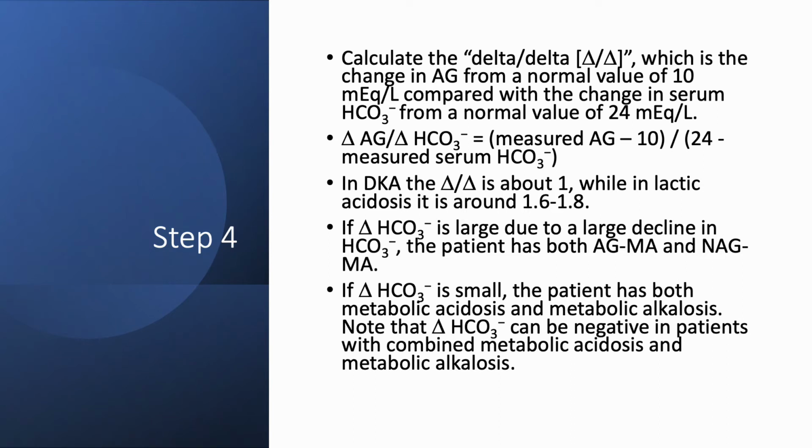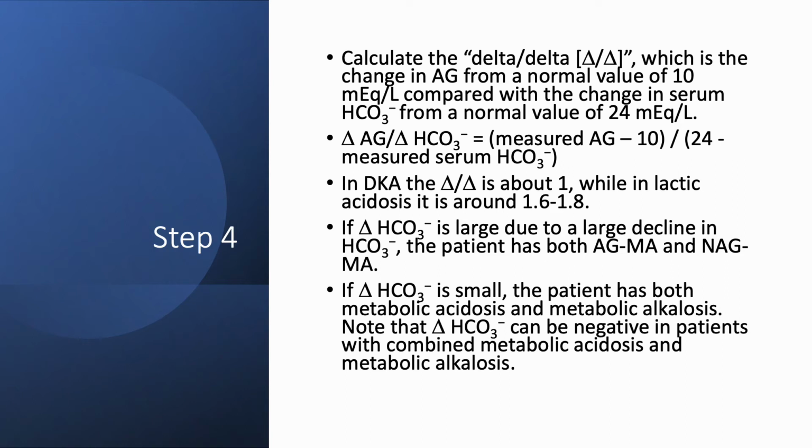Now, if we want to dig a little bit deeper into this concept, we should calculate what is called delta-delta, meaning when bicarbonate goes down by 1, approximately the anion gap will go up by 1. So there's this 1-to-1 relationship. If we consider a normal anion gap of 10 and a normal bicarb of 24, the delta-delta is the measured anion gap minus 10 divided by 24 minus the measured serum bicarbonate. In diabetic ketoacidosis, this ratio is 1. In lactic acidosis, about 1.6 to 1.8.